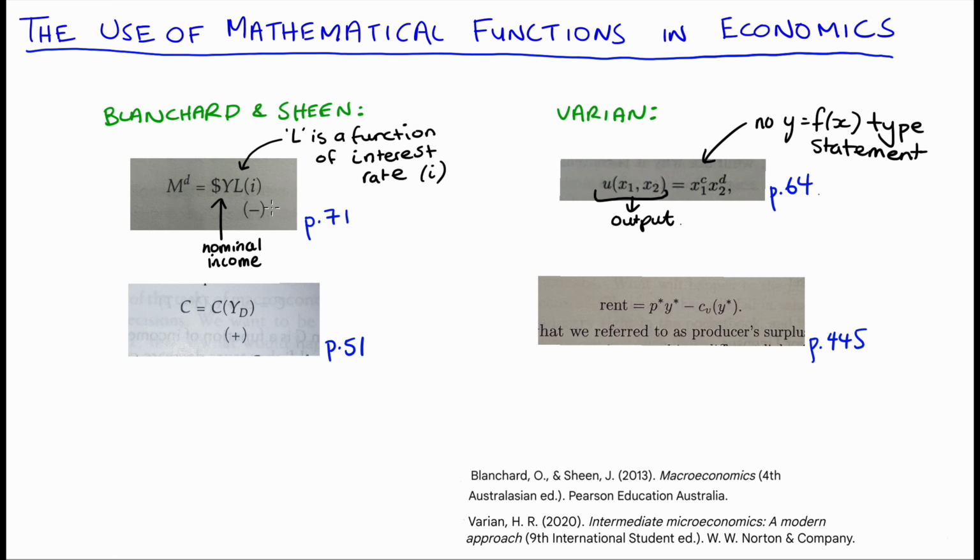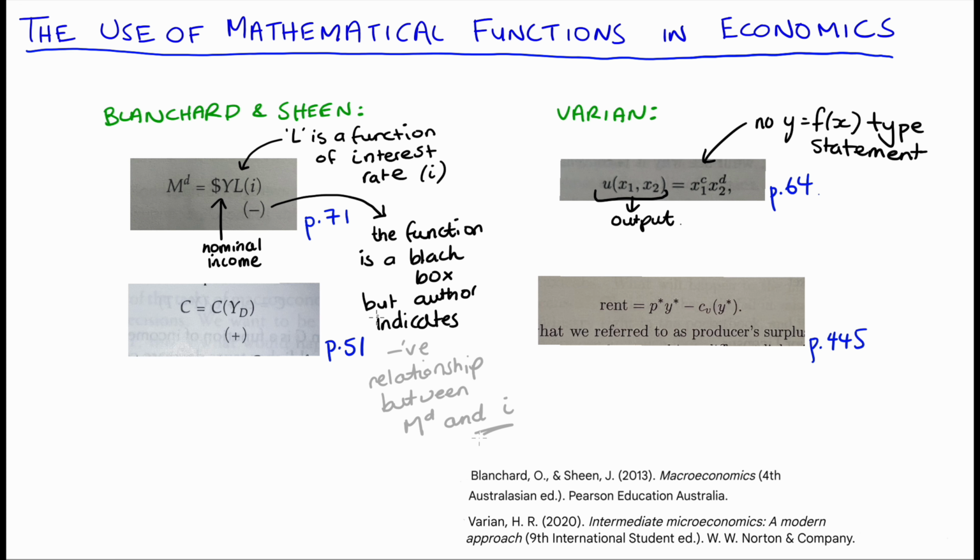That negative sign underneath tells us that whatever the function is, there has to be a negative relationship between interest rates and the demand for money. So interest rates decrease and demand for money increases, or the interest rates increase and the demand for money decreases. So that's another nice little example of how we might use the notation and functions in economics.